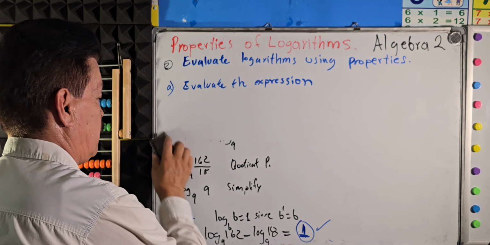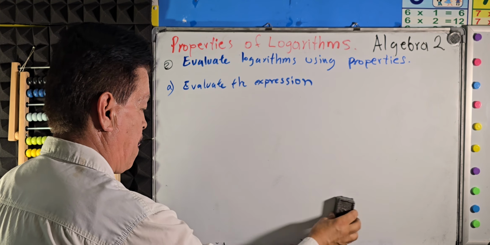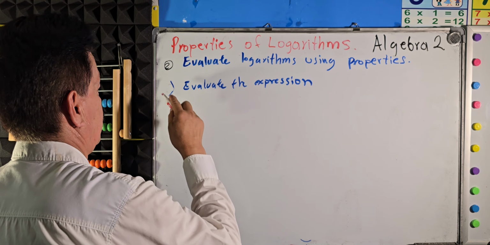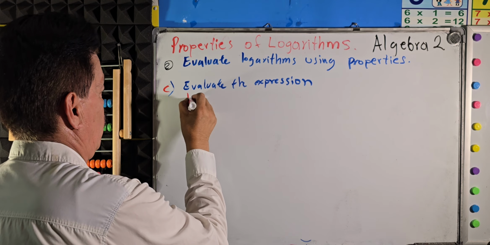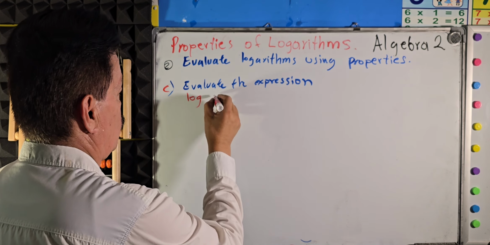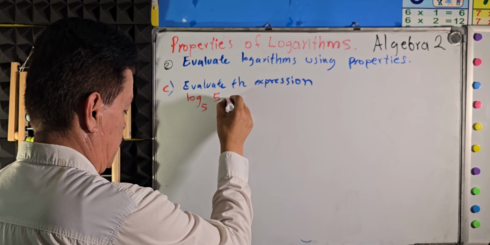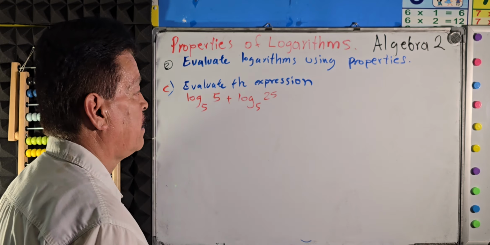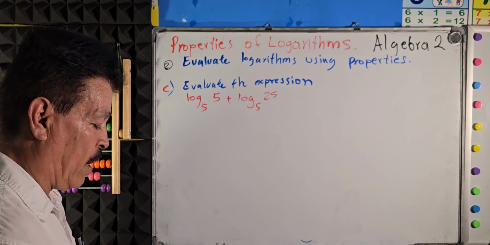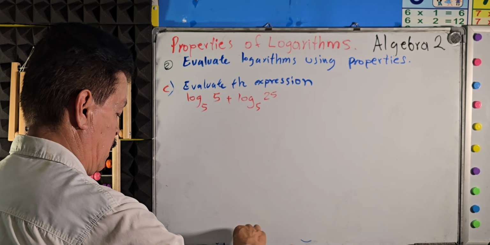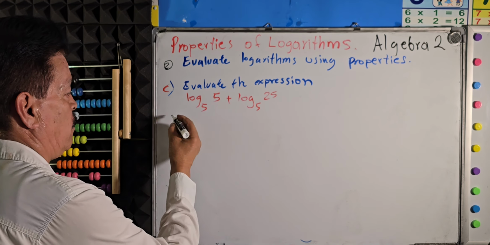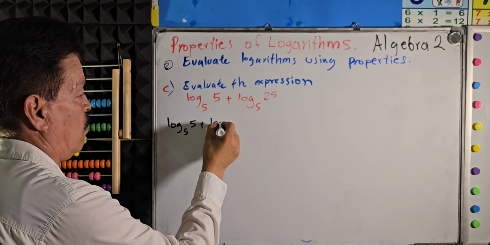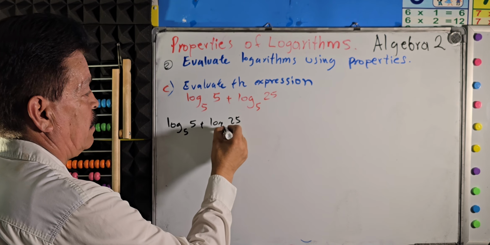let's do another one different from this one. Let's write log of 5 with the base 5 plus log of 25 with the base 5. Okay, so rewrite the expression as a single logarithm. It's the first step. Okay, let's write it. So let's write right here log 5 with the base 5 plus log 25 with the base 5.